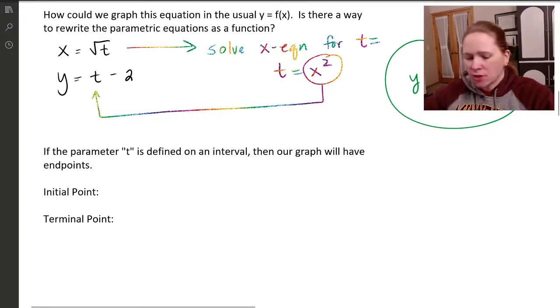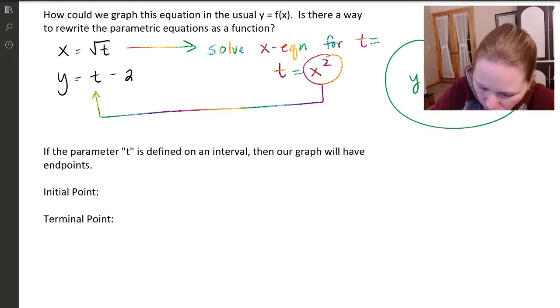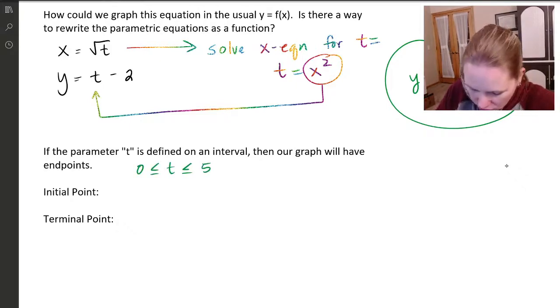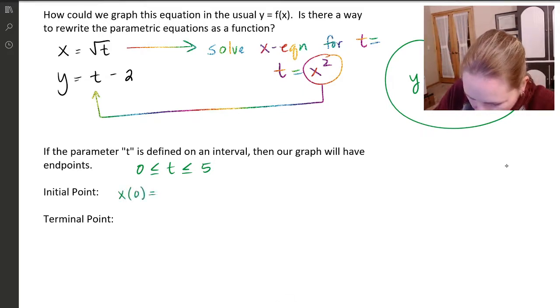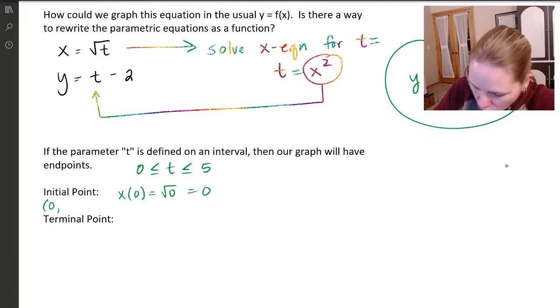So if the parameter is defined on an interval, then we have these endpoints, right? So let's talk a little bit about what our initial point and terminal point will be. If we stick with that parameter where t is between 0 and 5, nice and easy. The initial point, to find the x and the y coordinate, I would simply go x of 0 equals the square root of 0. So the x coordinate is 0. The y coordinate is 0 minus 2 or negative 2. So 0, negative 2 is my initial point.